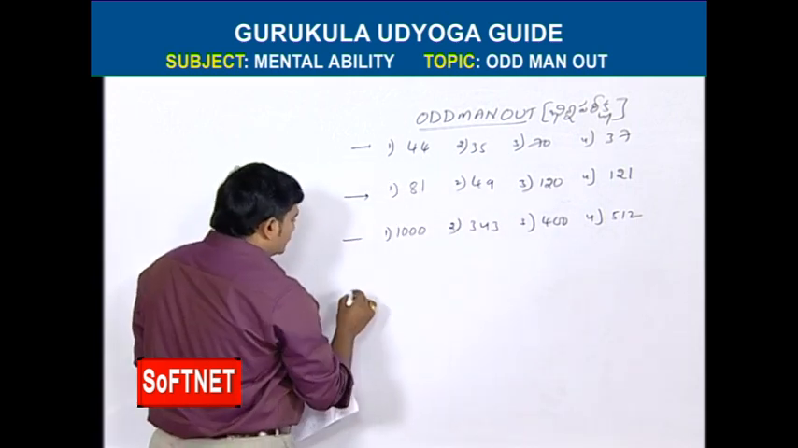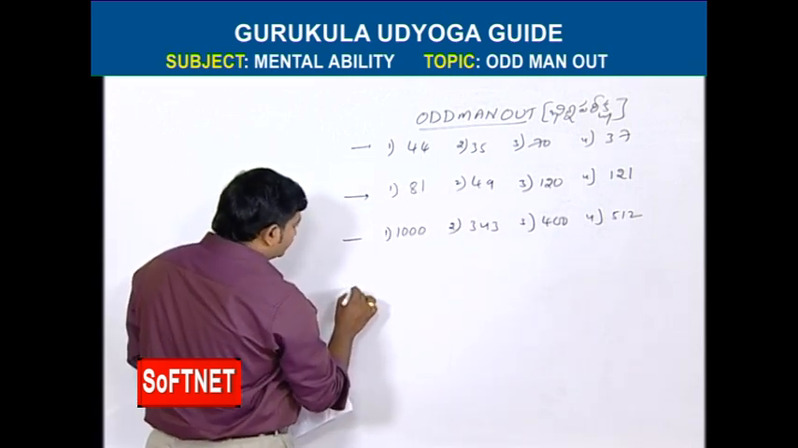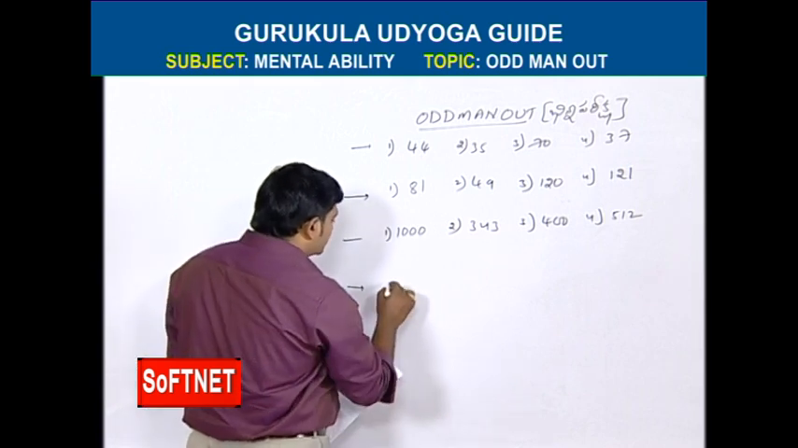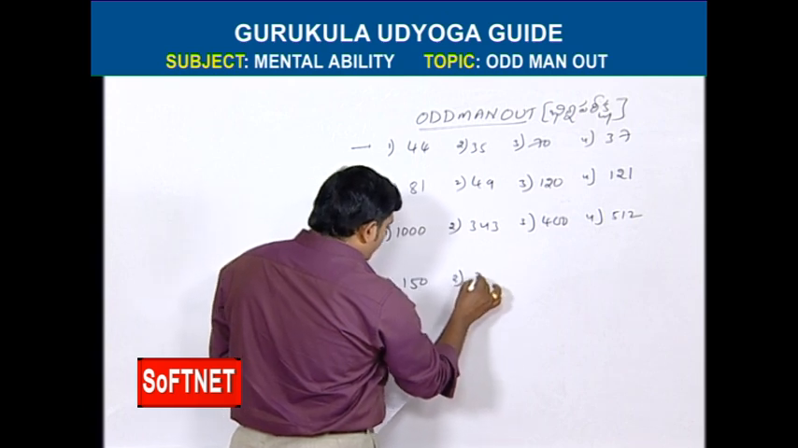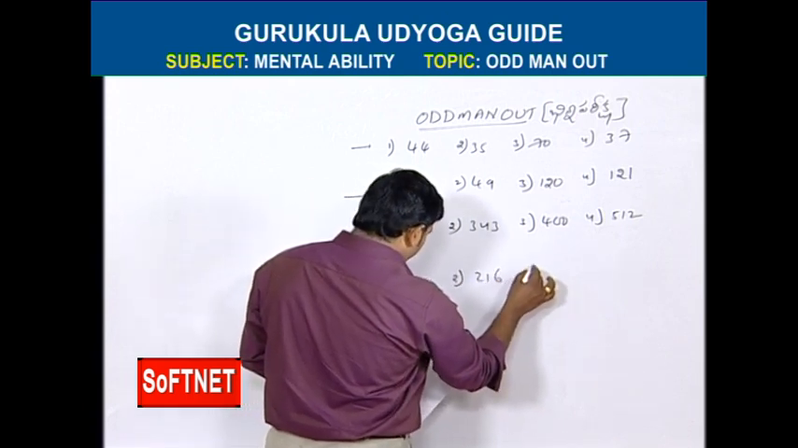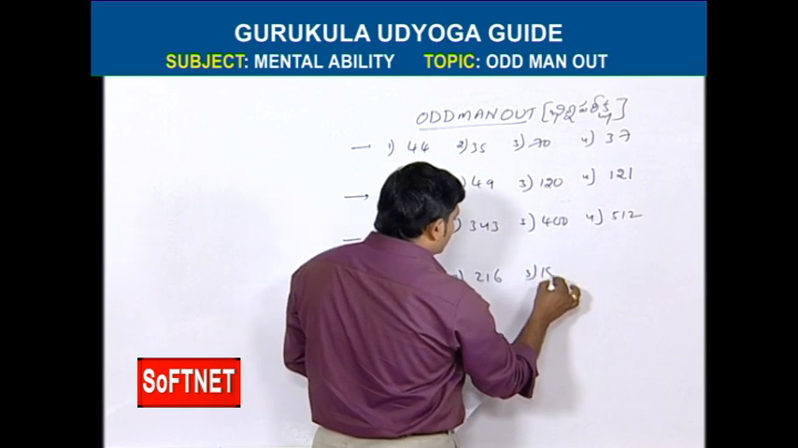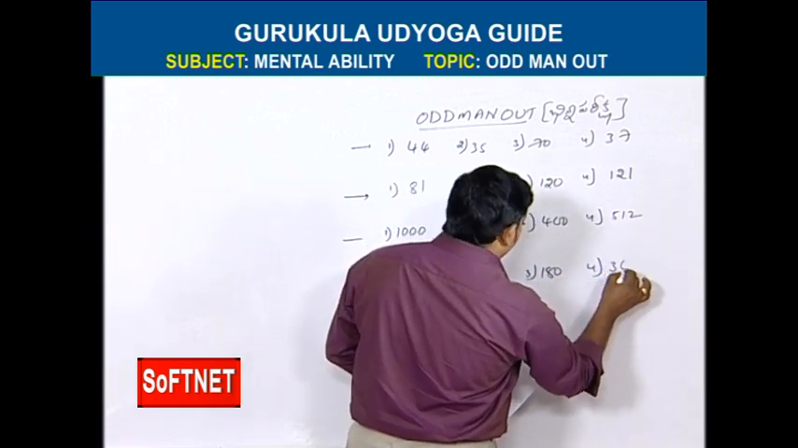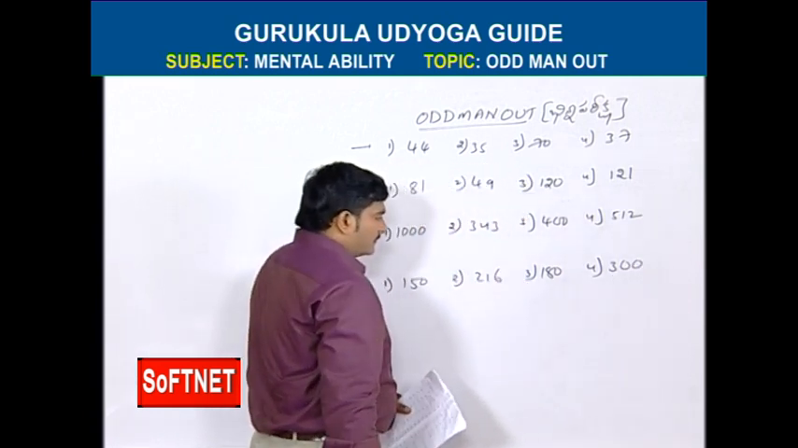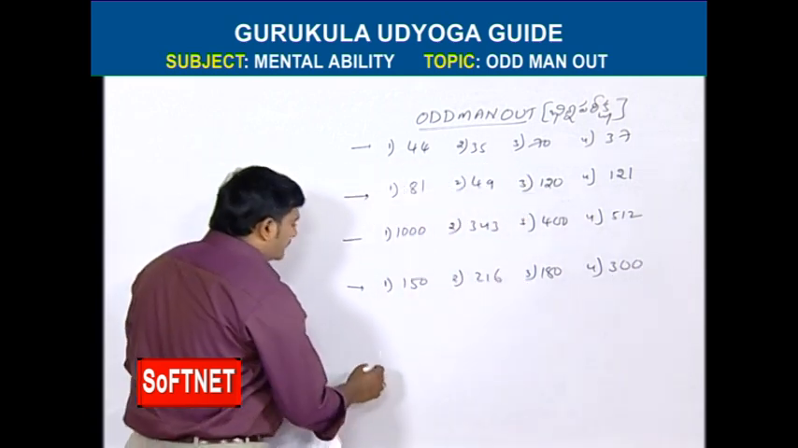And next question, we'll take the next question. So this next question is: first option 150, second option 216, third option 180, fourth option 300. Okay. Now we can take one more question.